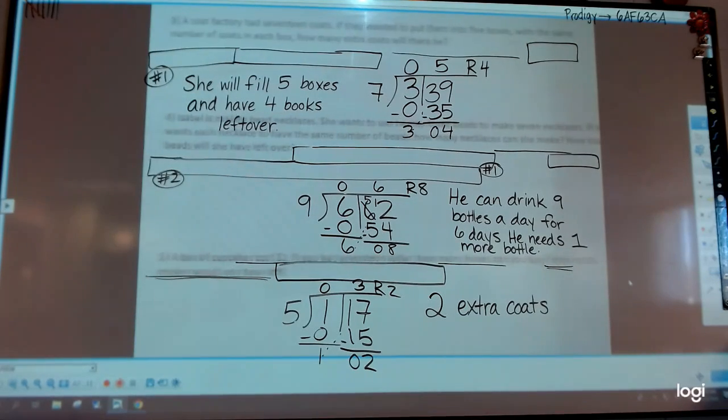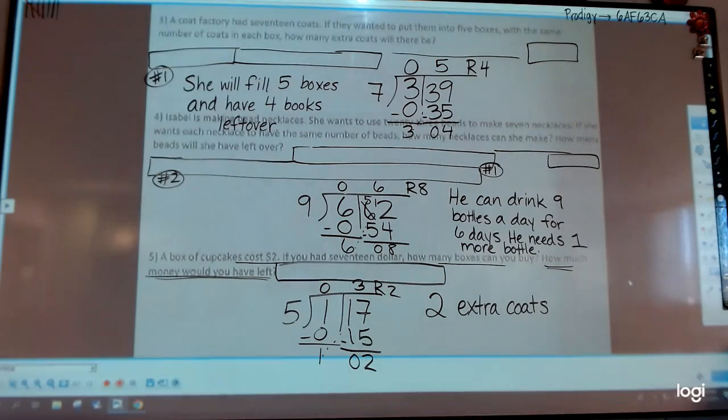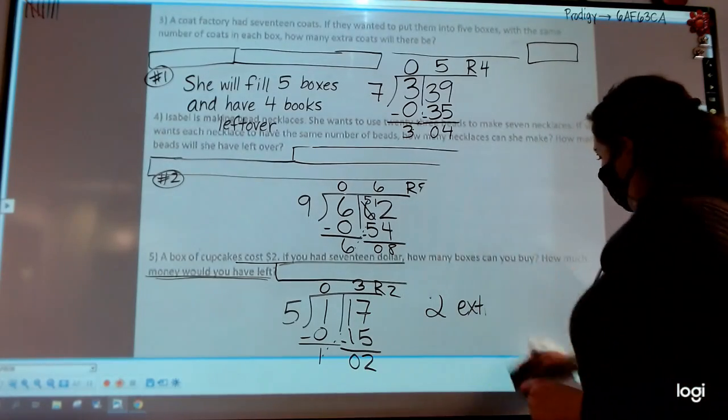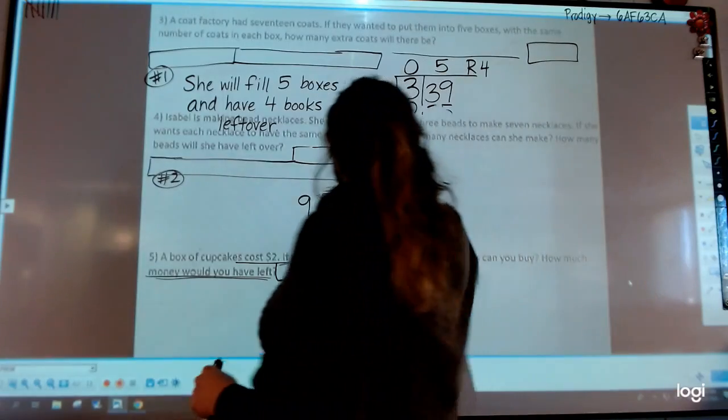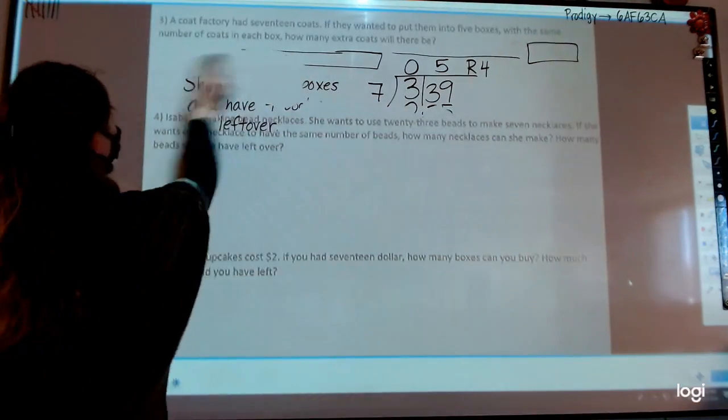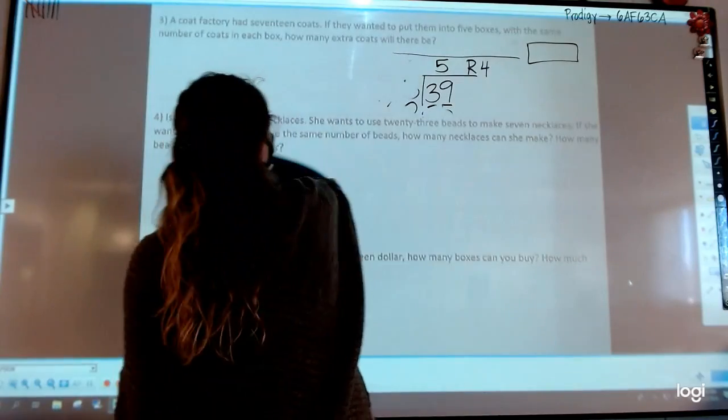Okay. Number 4. All right, does someone want to read number 4 while I get this mess erased? Zoe, nice and loud. Isabel is making bead necklaces. She wants to use 23 beads to make 7 necklaces.